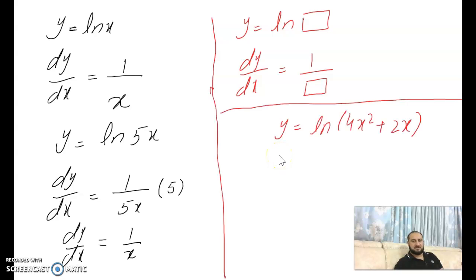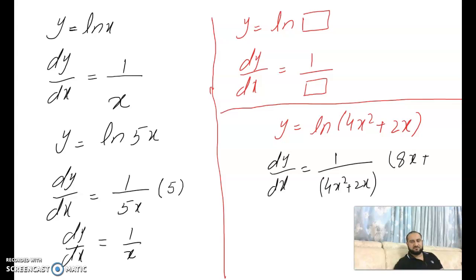Okay, let's have a look at this example. If we're going to differentiate this, again from this definition, dy by dx will be 1 over 4x squared plus 2x, since we saw that whenever we differentiate ln of x, it will be 1 over x, so 1 over whatever. And then when we apply the chain rule, if we differentiate the inside, the derivative of 4x squared will be 8x and the derivative of 2x will be 2. So we simplify this, and it will be 8x plus 2.